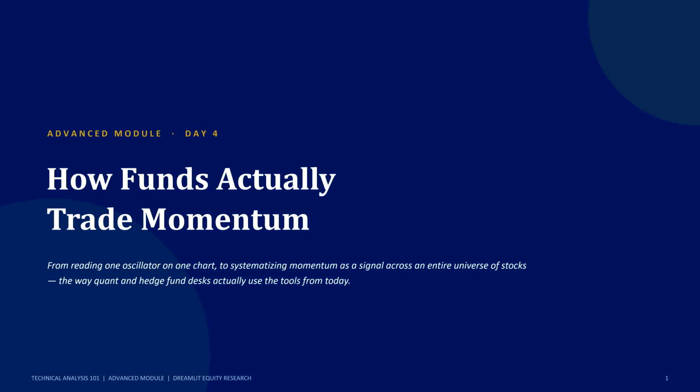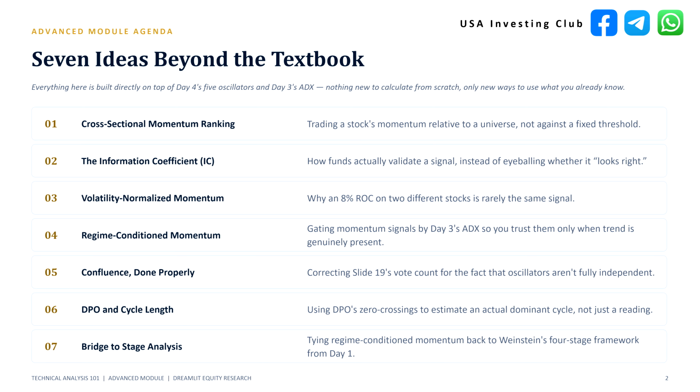We're now entering the advanced module, how funds actually trade momentum. This is where today's session moves from reading one oscillator on one chart to systematizing momentum as a genuine signal across an entire universe of stocks, the way quant and hedge fund desks actually use the tools we just spent the core session building. 7 ideas beyond the textbook, and every one of them is built directly on top of day 4's 5 oscillators and day 3's ADX. Nothing new to calculate from scratch, only new ways to use what you already know.